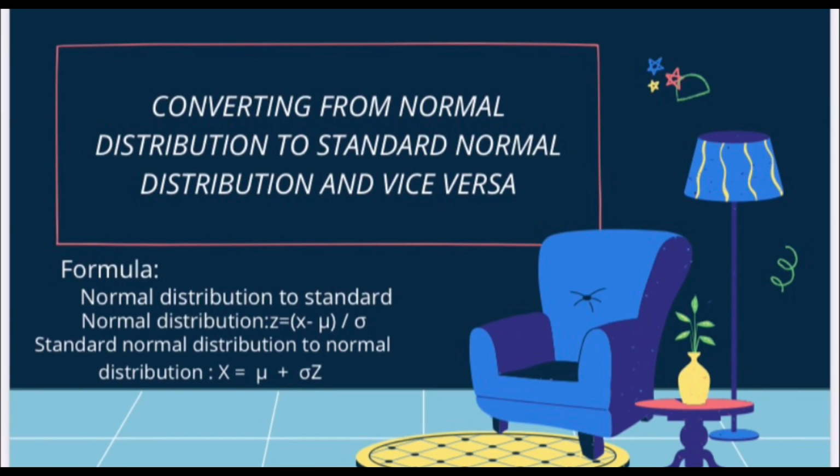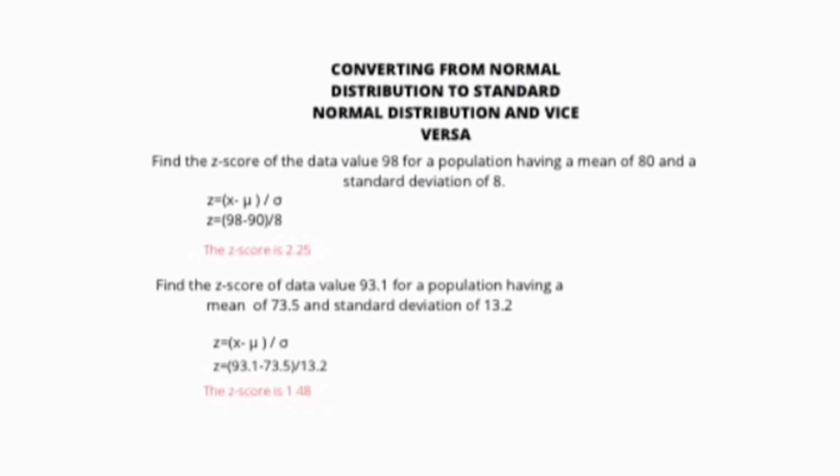Converting from normal distribution to standard normal distribution and vice versa. Any point from a normal distribution can be converted to the standard normal distribution with the formula Z = (X - mean) / standard deviation. Z for any particular X value shows how many standard deviations X is away from the mean for all X values. And these are examples of converting normal distribution to standard normal distribution and vice versa.